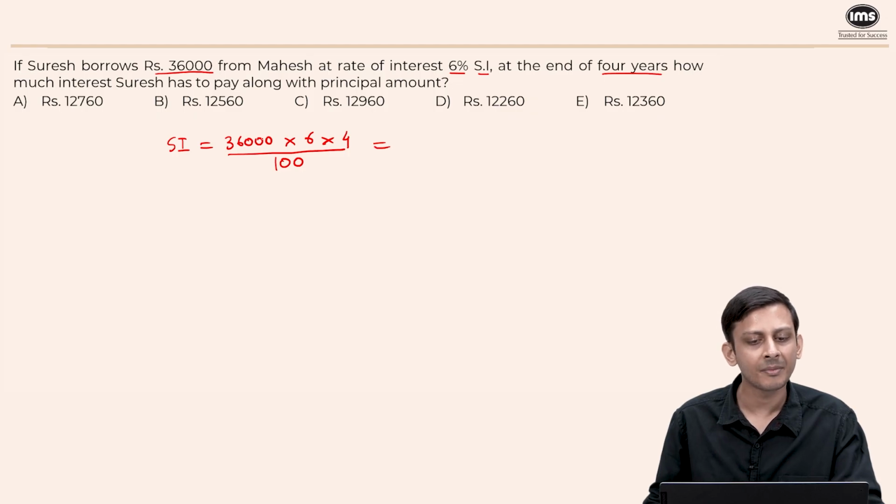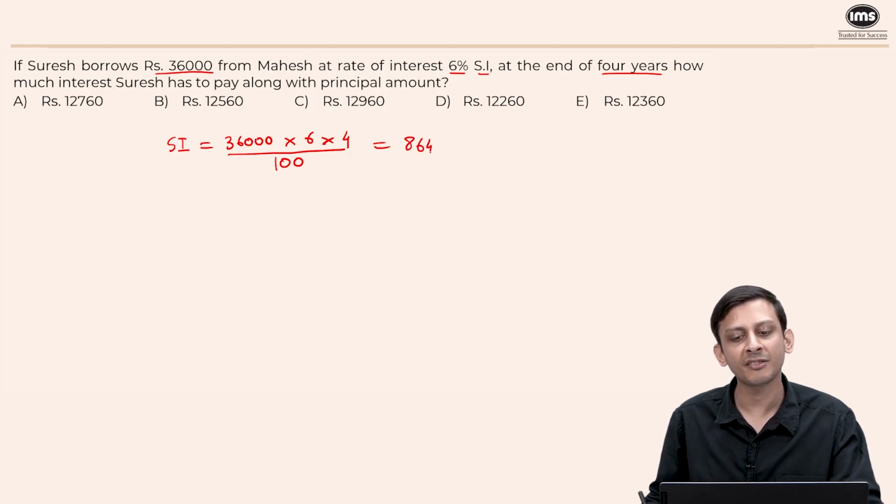So if we calculate this, we will get 360 into 6 into 4. Now what is 36 into 6? 36 into 6, that is 216. And 216 into 4, that is 864. And then we will also have a 0.